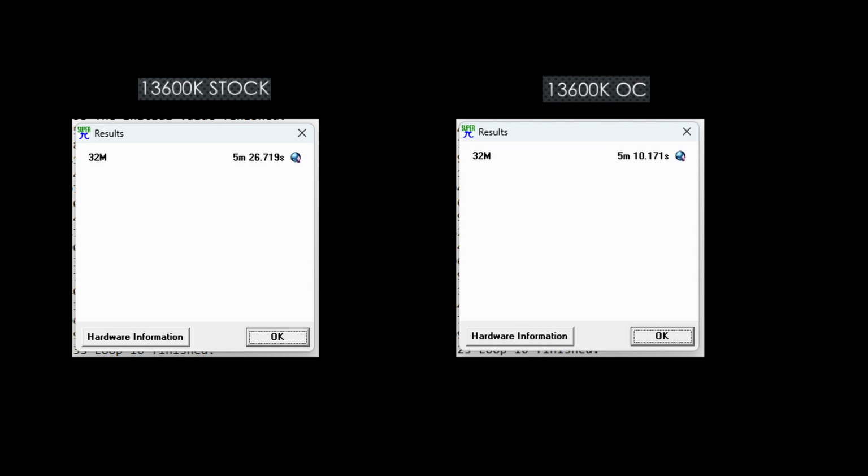In SuperPi, the stock configuration completed the benchmark in 326 seconds. With the undervolted overclock, the benchmark completes in 310 seconds. That is a 5% reduction in time.